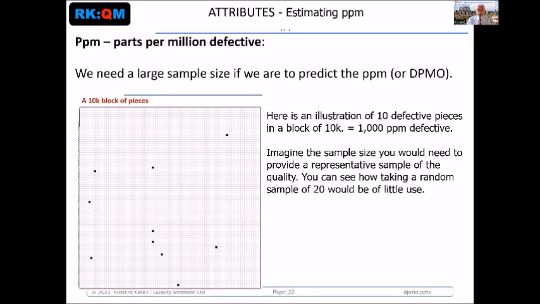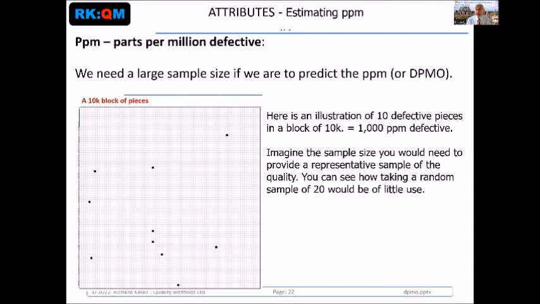If you did not know how many or where the defects are, imagine the sample size you would need to provide a representative sample of the quality. It's tough, even at 1,000 parts per million. Imagine if there was only one black defect here.